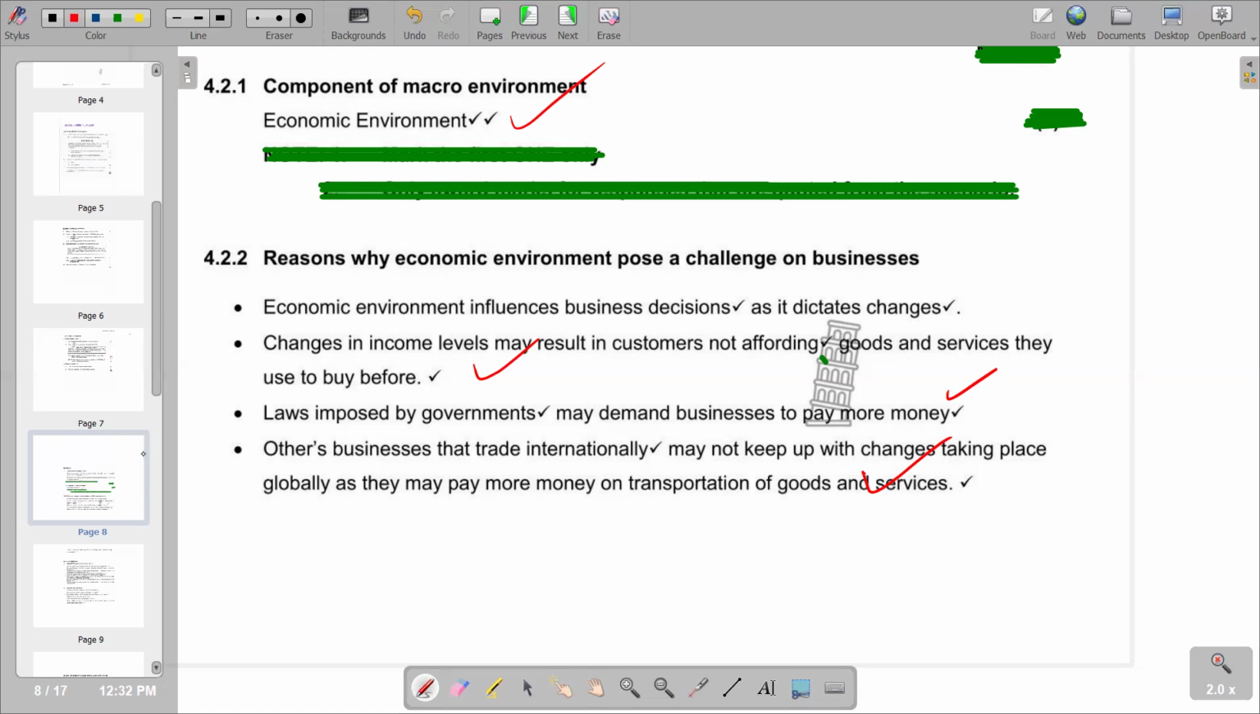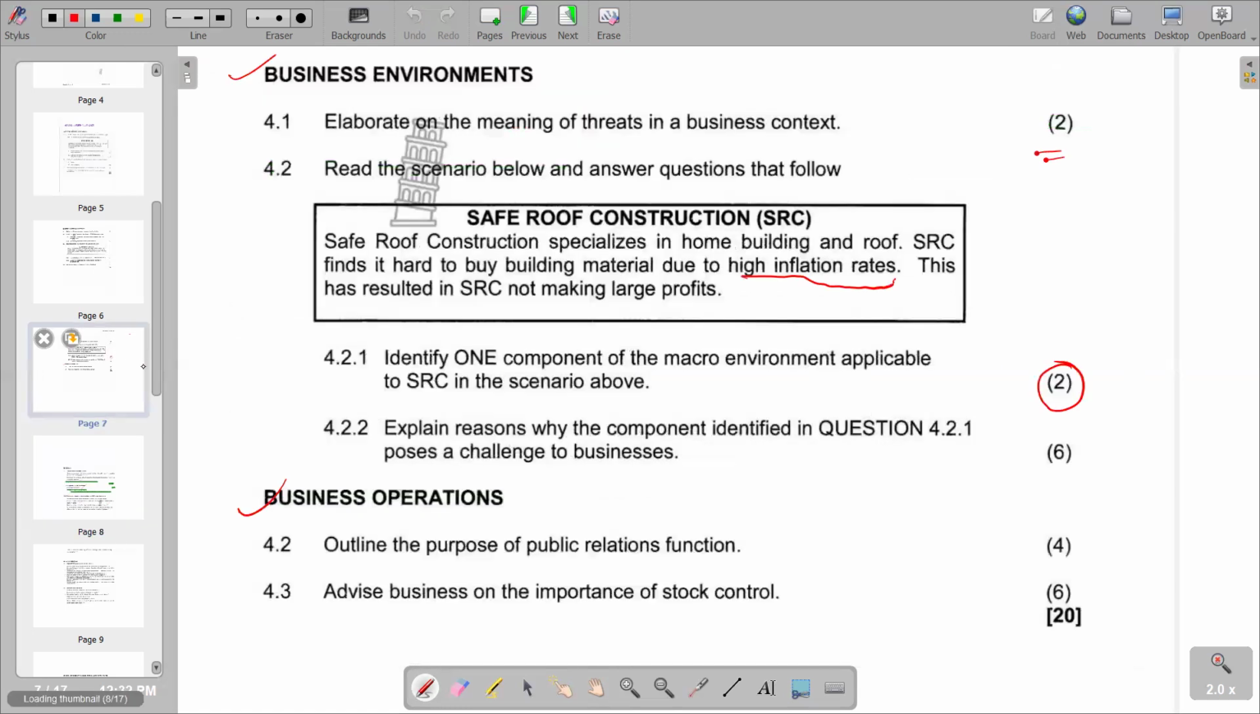So basically, that's what we have in terms of 4.2.2. Then we go to the next part of the question, which is business operations. The first point is outline the purpose of public relations function. We know that the aim of the public relations function is to inform the public, prospective customers, investors, partners, employees, and other stakeholders, and persuade them to maintain a positive or favorable view about the organization.